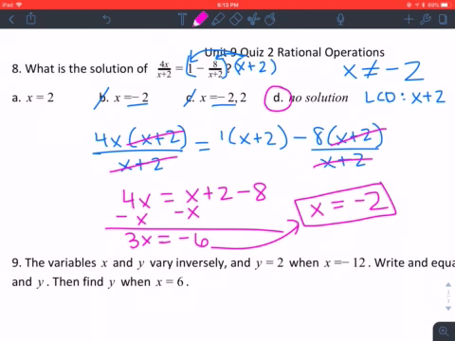I also could have plugged in a 2 into my equation. 4 times 2 is 8, over 2 plus 2, which is 4, equals 1 minus 8 over 2 plus 2, which is 4. So that means 2 is equal to 1 minus 2, and that is not true. So it did not work.